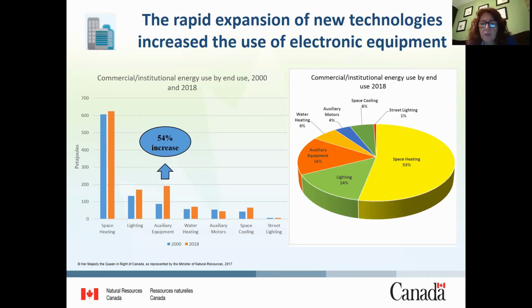As I mentioned earlier, equipment shows a 54% increase in energy use in the last 18 years, and it increases the most among the different types of energy use. But still, in Canada, the main area is space heating, which takes up most of the energy use, followed by equipment, and then lighting.